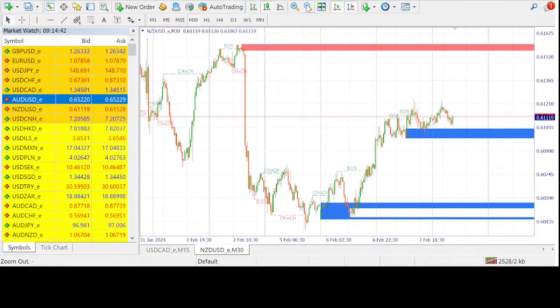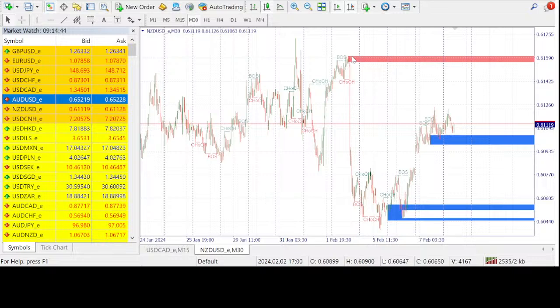Yeah, so on the 30-minute time frame, we have a very good resistance here. We have a very good support. So we have a support, and we have a resistance.